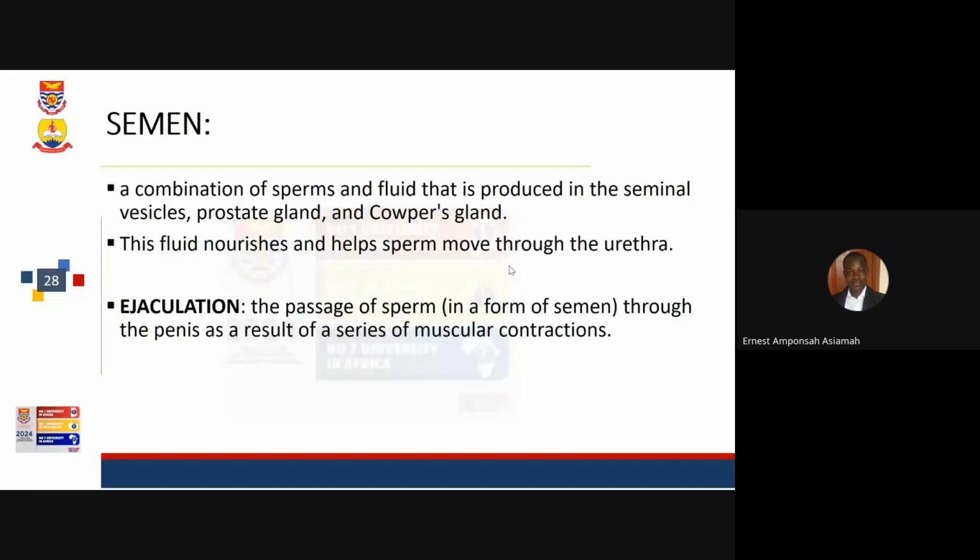Now we have another term called ejaculation. Ejaculation has to do with the passage of sperm in the form of semen through the penis as a result of a series of muscular contractions. There are muscles in the walls of the vas deferens that will be contracting and moving sperms towards the ejaculatory duct. Then the seminal vesicle will release a secretion, the prostate gland will release a secretion, and the bulbourethral gland will release a secretion, so that they will mix within the urethra, and it will come out as semen.